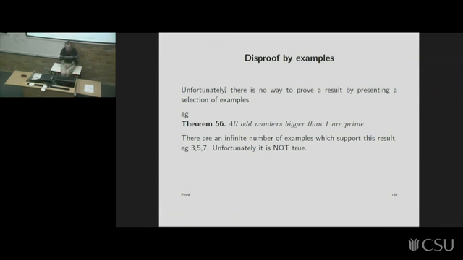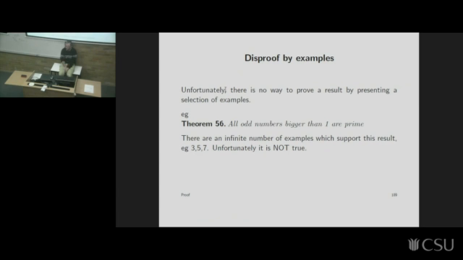Just mentioning something that we already alluded to: you can't prove something by just giving a bunch of examples. A few examples don't prove things. They might suggest it's believable, but they don't prove it. As an example, take the claim: all odd numbers bigger than 1 are prime. I can give a bunch of examples: 3, 5, 7, 11, 13, they all satisfy this result. I can give an infinite number which satisfy this result, as a matter of fact. But that doesn't prove it.